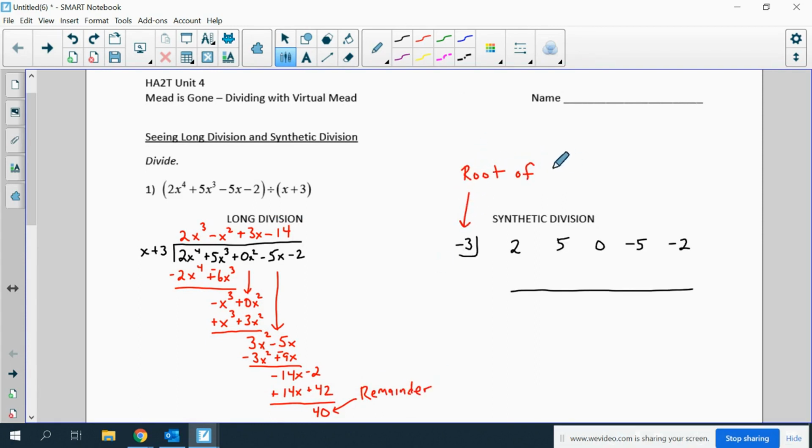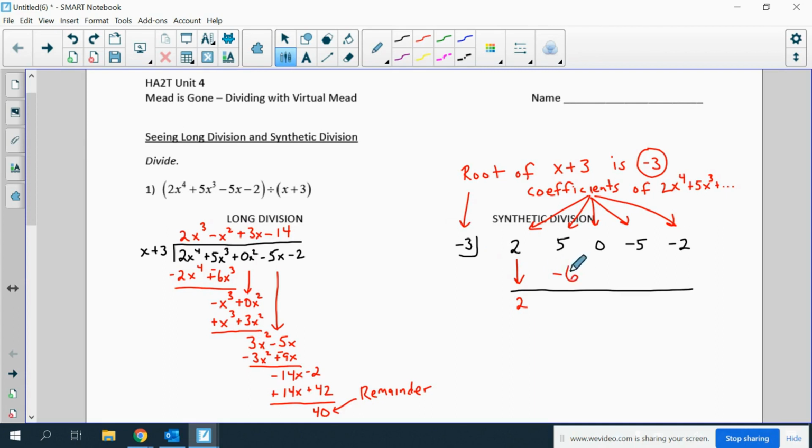So synthetic division is something that's very similar. We start with the root that would be associated with x plus 3, and that goes in the box. Then all of these numbers are the coefficients of that polynomial, 2x to the fourth, and so on. Notice that I put a 0 in the middle. That's because it's missing the x squared term, just like I did in long division. So now what I end up doing is I pull the first number down, then I multiply by the number in the box, and then I add.